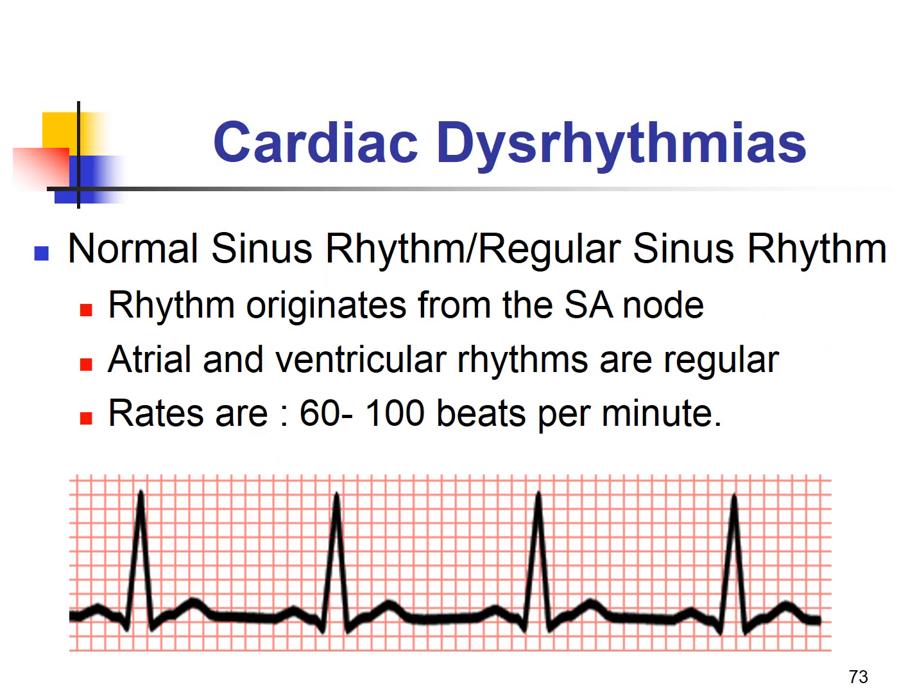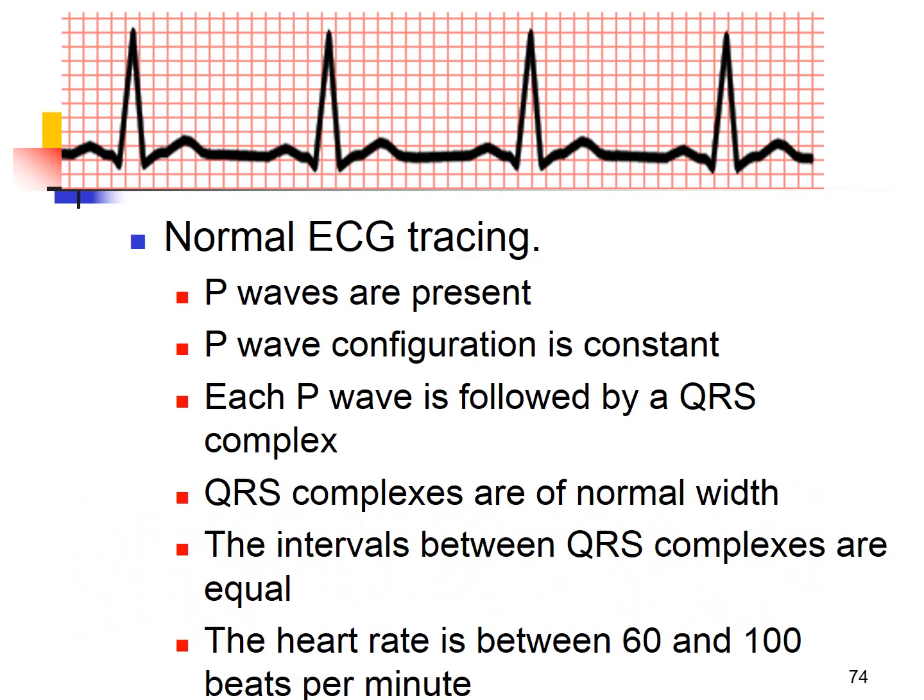So cardiac dysrhythmias. Normal sinus rhythm, regular sinus rhythm, is what you expect. Atrial and ventricular rhythms are regular. The heart rate is usually 60 to 100. So this is normal sinus rhythm, right? This is what you expect. You see a P wave that is followed by a QRS that is followed by a T wave. The PR interval is within the normal range. And if you look at the distance from each QRS, it's equal, right? The rate is between 60 to 100. So that's normal, right? Next slide.